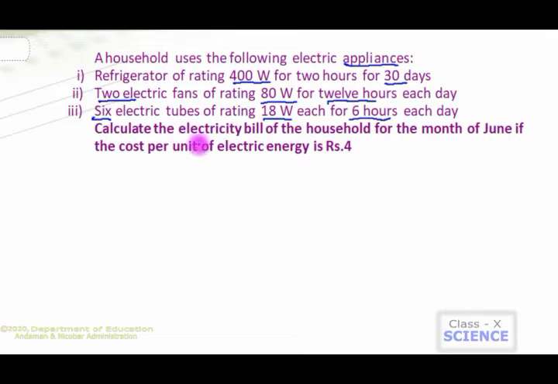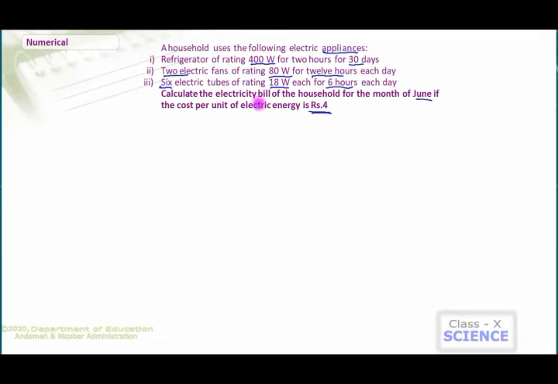So here calculate the electricity bill of the household for the month of June if the cost per unit of electric energy is ₹4. To solve this, firstly we have to find the total unit consumed. So power rating is given, we have to find the power consumed by each appliance for 1 day multiplied into 30 days. So we will get the total power consumed by each appliance for a month. If we know the total power, then from that we can find the total units, and from that unit by multiplying it with 4 we will get the cost. Here we will do step by step.